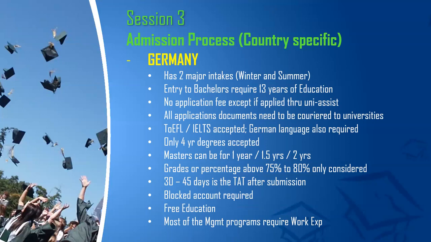Here also, just like GIC in Canada for living expenses, there is something called Sperrkonto or blocked account that you need to show the German embassy. It's called the blocked account. You need to show them 11,208 euros as your 1-year living expenses before you can apply for your visa. And as I said, Germany gives you free education. And here, most of the management programs might require work experience because they are made for working professionals. Any questions, yes?